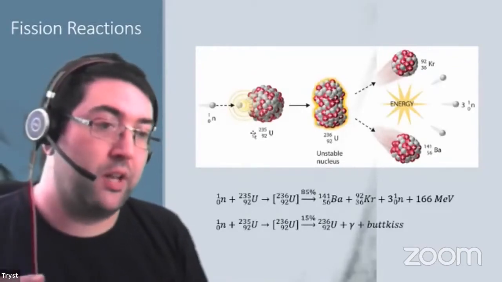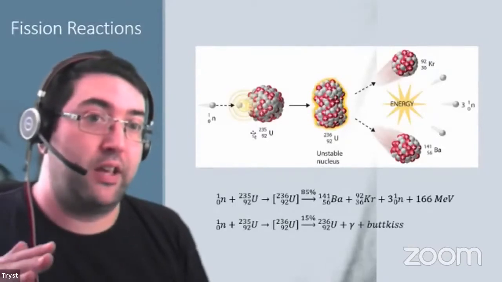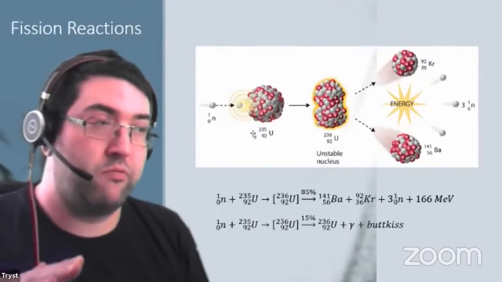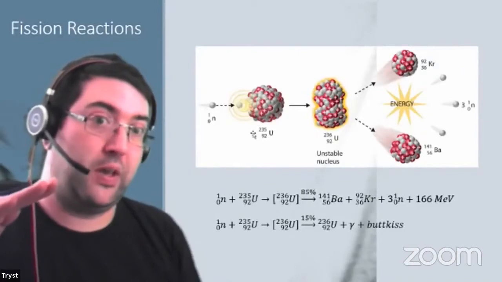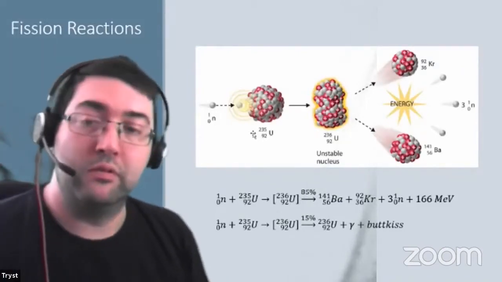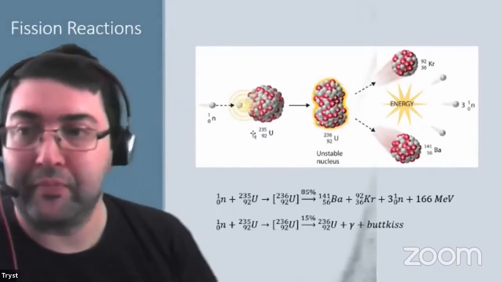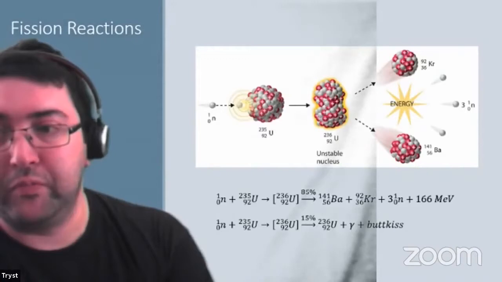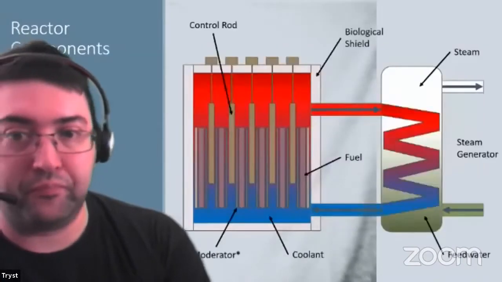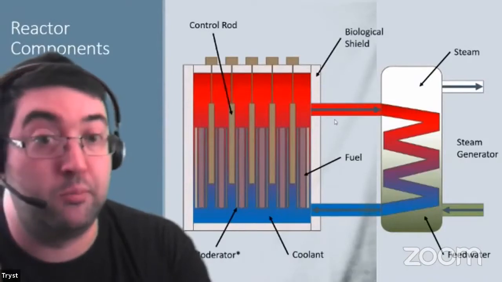If it is above 1, it's referred to as supercritical, so the reaction rate is growing. There are more fission events per second or per generation. And if it's below 1, it's subcritical, so the reaction rate is tailing off. To control that, reactors use materials that absorb neutrons.